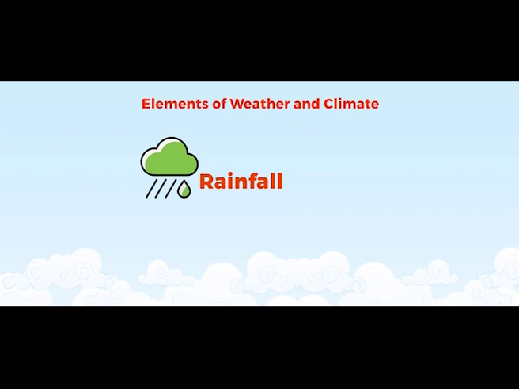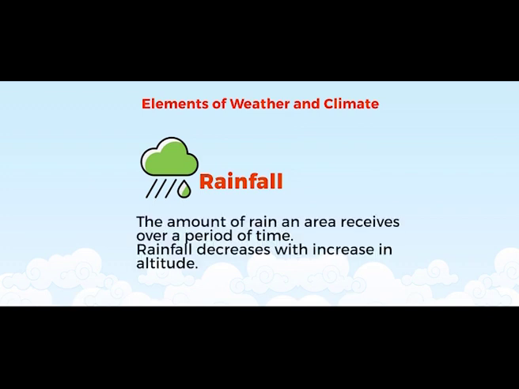The fourth element of weather and climate is now rainfall. And rainfall is defined as the amount of rain an area receives over a period of time. Rainfall decreases with increase in altitude. So now here it is said that rainfall will decrease with increase in altitude. That means if we are living at high altitude places like Yunnan, Gaza, now we will receive little rain. But if we are living in southern regions of Bhutan, like Samtse, Sarpang, Gelephu, those places will be receiving heavy rainfall.